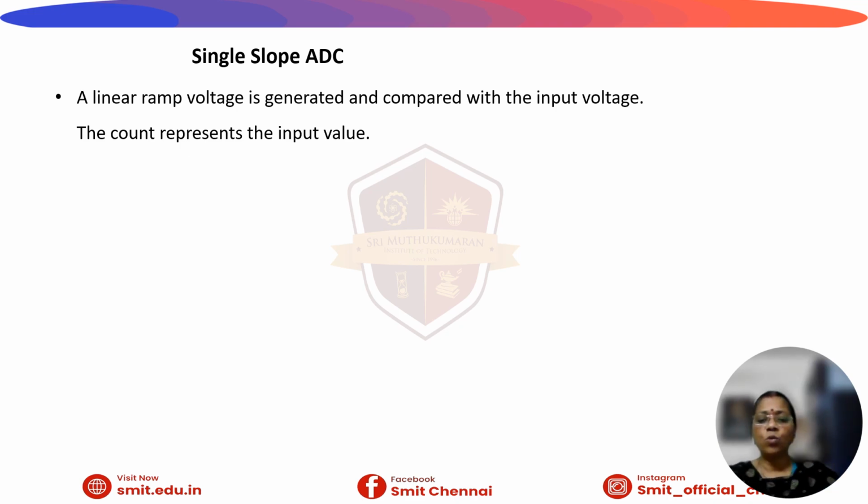A single slope A to D converter converts an unknown analog input voltage into a digital value by measuring the time it takes for a reference ramp voltage to match with the input voltage. The count represents the input value.